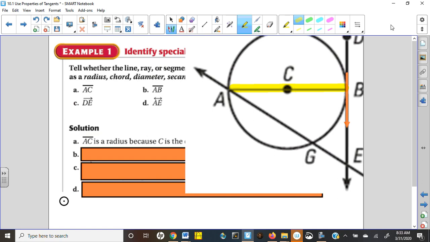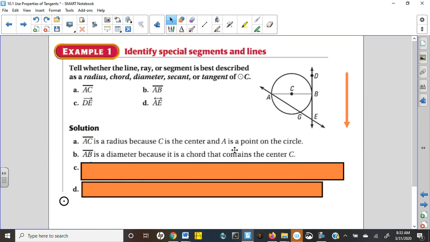However, because this particular chord goes through the center of the circle, we can be a little more specific. Say that chord is special. It is a diameter. What about ray DE, right? Ray DE. Know your notation. We haven't seen rays in a while.